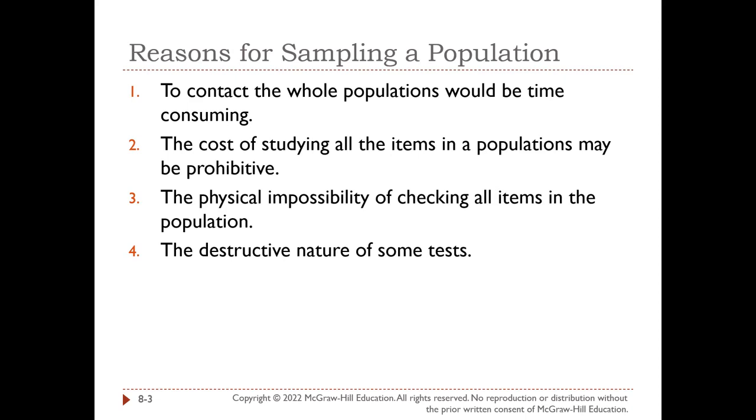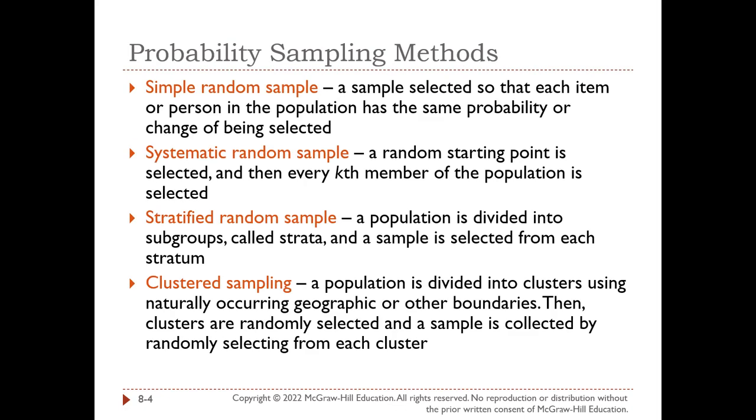So, we do have some methods that we do this with. First off, we have the simple random sample, which is a sample selected so that each item or person in the population has the same probability or chance of being selected. It's also known as cold calling, if we're calling people. But yes, you're going to see this a bit more. Sometimes a lot of studies do random ones.